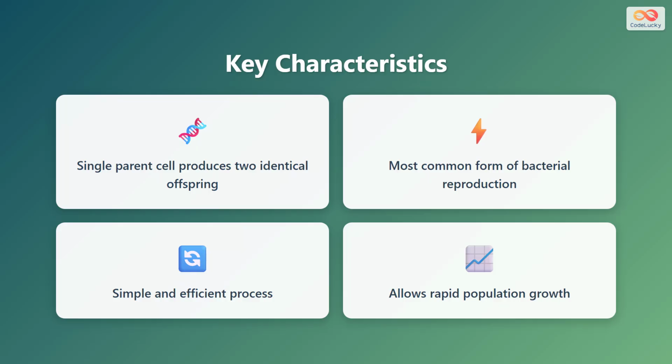Binary fission has four key characteristics that make it unique. First, a single parent cell produces two identical offspring with the same genetic information. Second, it is the most common form of bacterial reproduction in nature. Third, the process is remarkably simple and efficient, requiring minimal cellular machinery. Fourth, it allows for rapid population growth, which is why bacterial infections can spread so quickly.